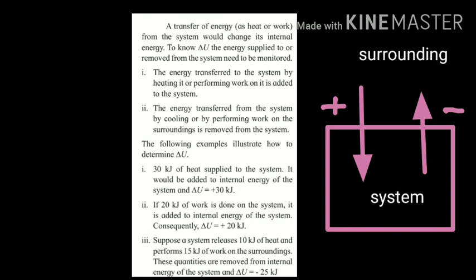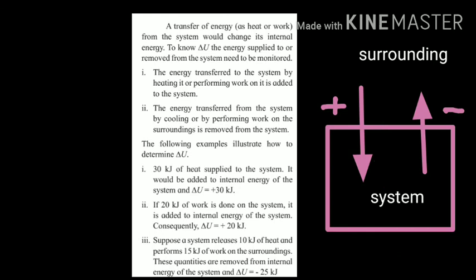So let us now look at the first example here. 30 kilojoule of heat is supplied to the system. It would be added to the internal energy of the system and delta U is equal to plus 30 kilojoule. In this case, internal energy is supplied to the system. So you can observe the red arrow here. Hence it is going to have a plus sign.